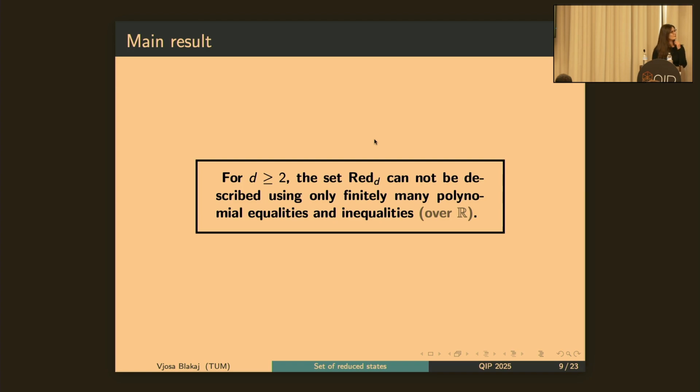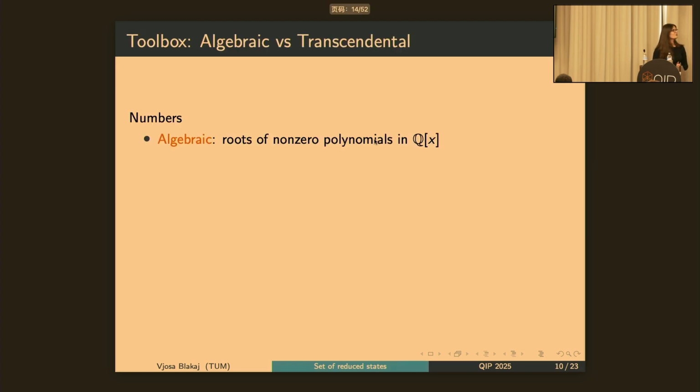we prove this main result, I want to introduce you to the toolbox, which basically at its heart is just separating transcendental structures on one side and algebraic structures on the other. So just a brief review.